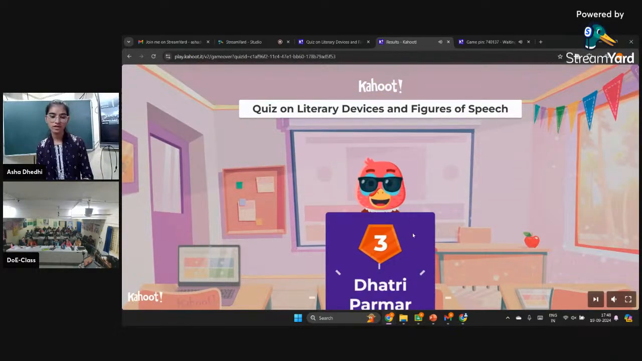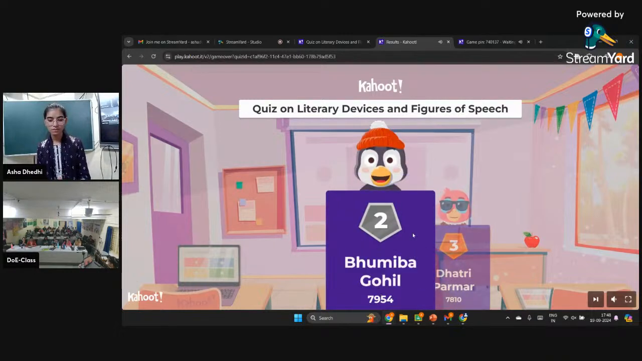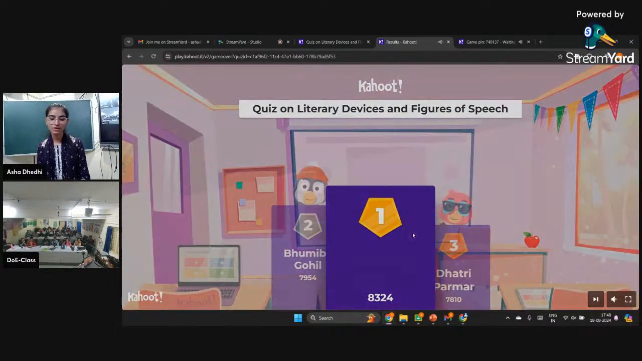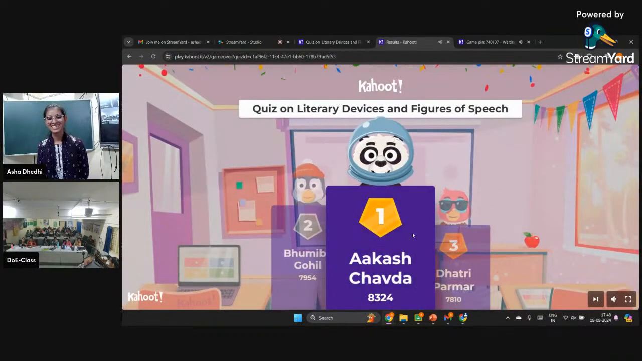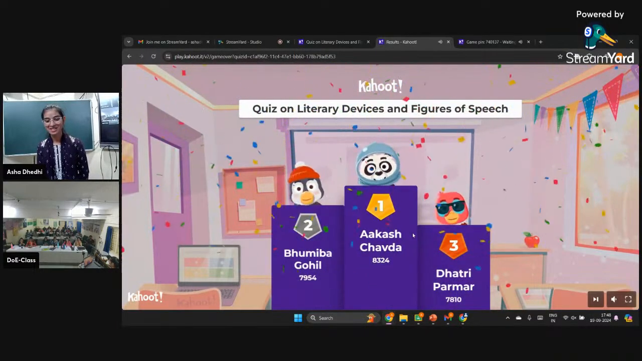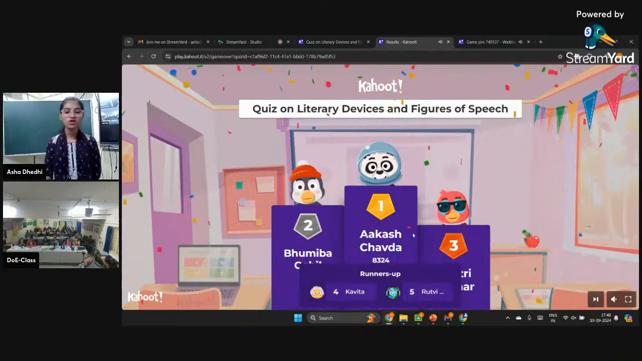So this is the end of the quiz, and on the podium on third position we have Ratri Parmar, then second Bhumika Gohil, and first Akash Davda. Right, so congratulations.